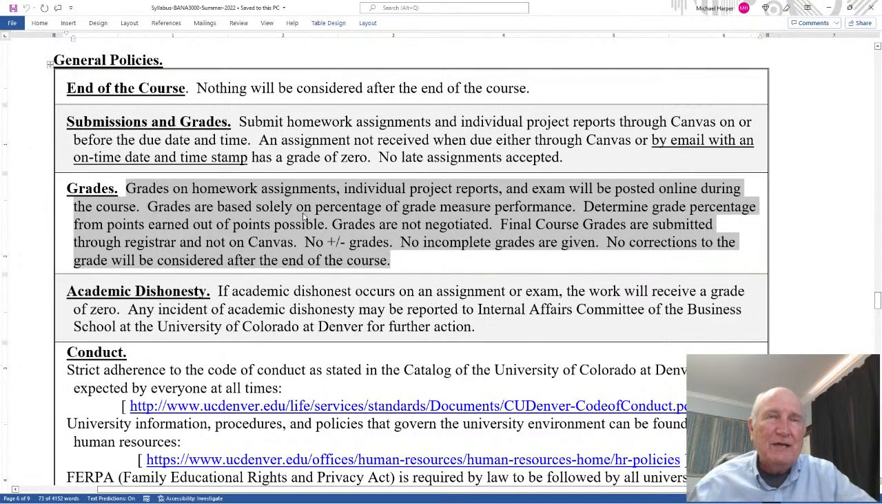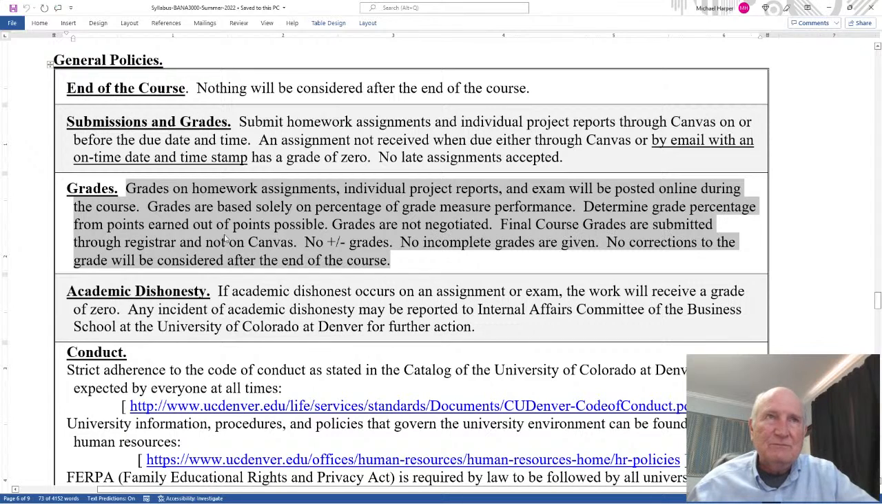Grades are based solely on percentage of the grade measure performance, which I've said before. Determine grade percentage from points earned out of points possible. Be careful. Do not look at the percentages in Canvas. They calculate all different ways, and it's confusing. Grades are not negotiated. It's only based on points.